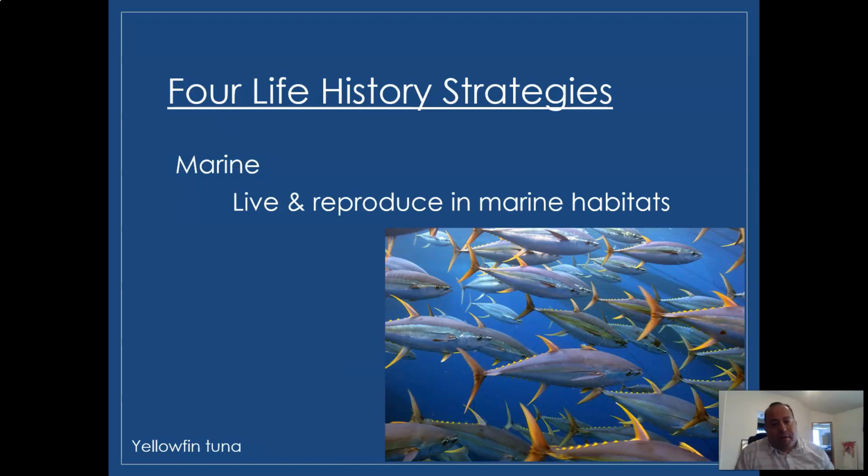Marine life history strategy, that is a type of fish that lives and reproduces in marine habitats. So something that grows up in the ocean and stays in the ocean and spends their whole life there. So yellowfin tuna that we have a picture of right here, that's a great example.